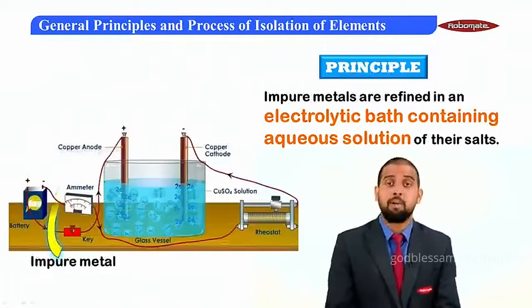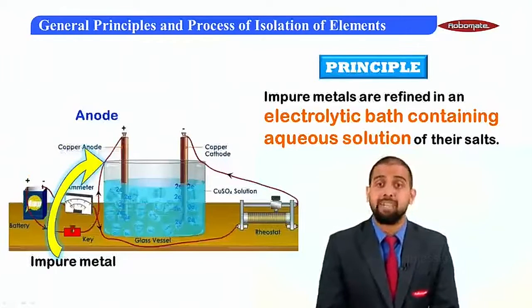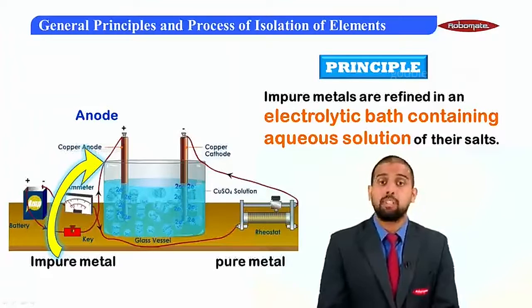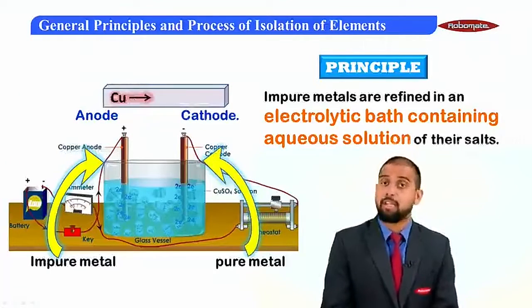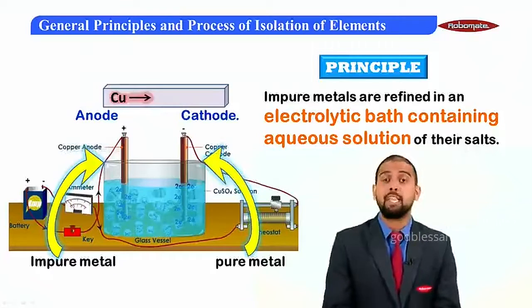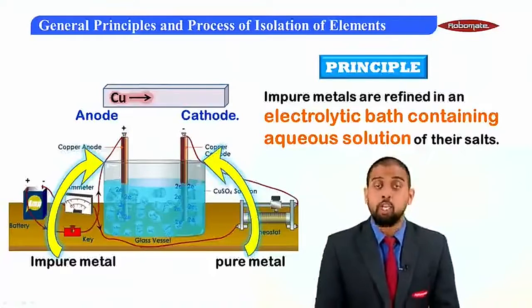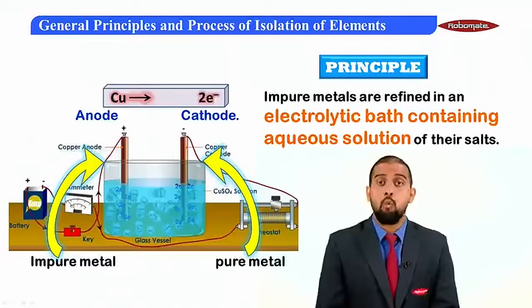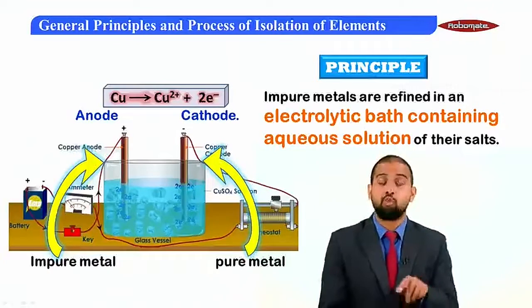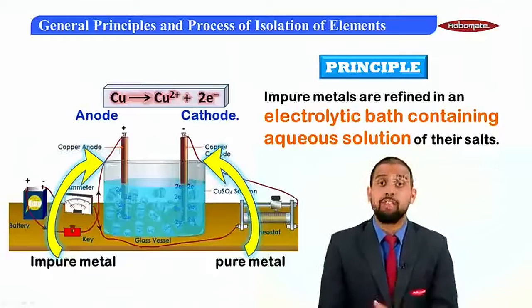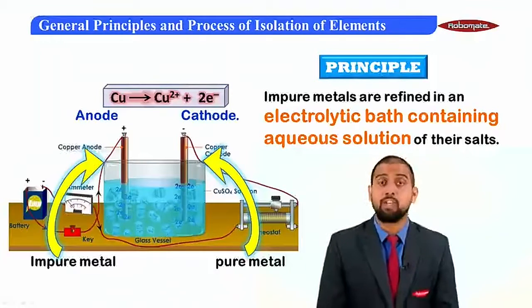Please remember, in this the impure metal should be taken as anode, whereas the pure metal should be taken as cathode, and the corresponding reaction will take place because anode is the electrode where oxidation takes place. So the impure copper will lose electrons and come into the solution as Cu2+. Cu2+ is a positively charged ion, so it will migrate towards the negatively charged electrode, that is, towards the cathode.